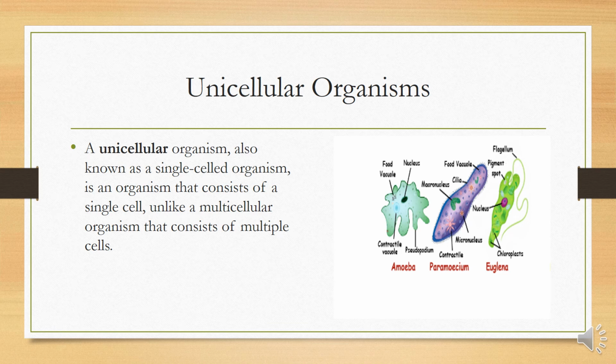Unicellular organisms only consist of a single cell like amoeba, paramecium, and euglena. They have only single cell.